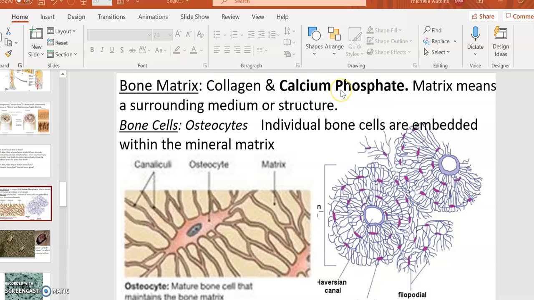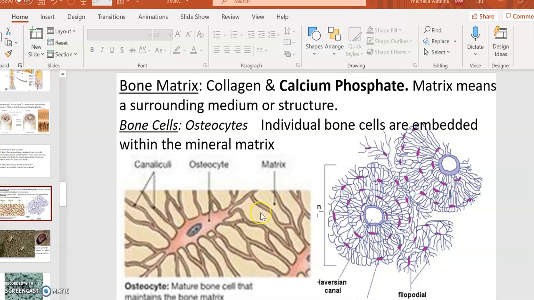It's made of calcium phosphate, also of some collagen, which gives it some elasticity. And collagen is kind of a tough, fibrous, yet somewhat elastic protein. So the bone cells are osteocytes, and these individual bone cells are embedded within the mineral matrix, like the blueberries are embedded in the cakey part of a blueberry muffin.